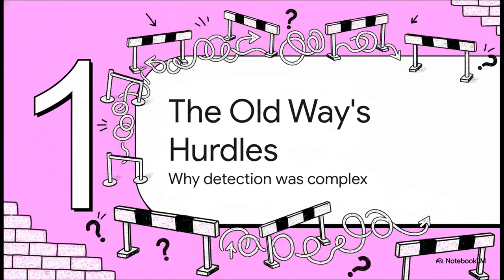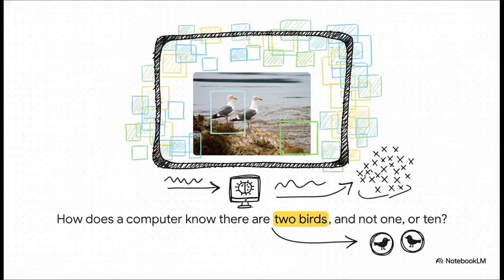Okay, so before we can really appreciate just how big a deal DETR is, we've got to take a step back and look at the old way of doing things. You'll see pretty quickly why it was so complicated. So take a look at this. For you and me, it's obvious, right? Two birds. Easy. But for a computer, this is a surprisingly tough problem. The real challenge wasn't just finding a bird. It was knowing there are exactly two of them and not accidentally flagging the same bird 10 different times.